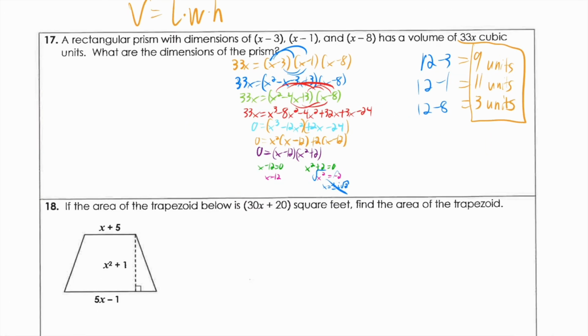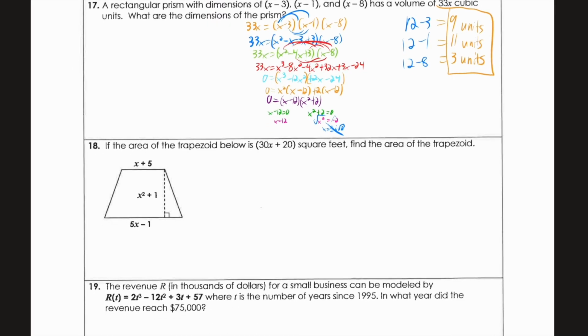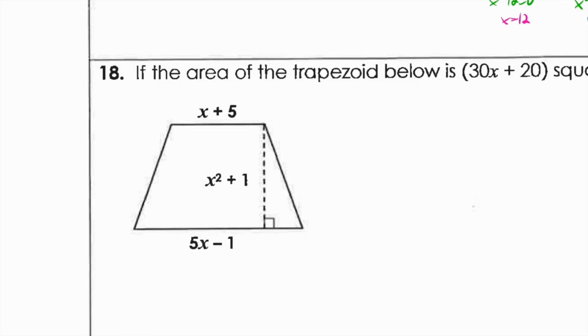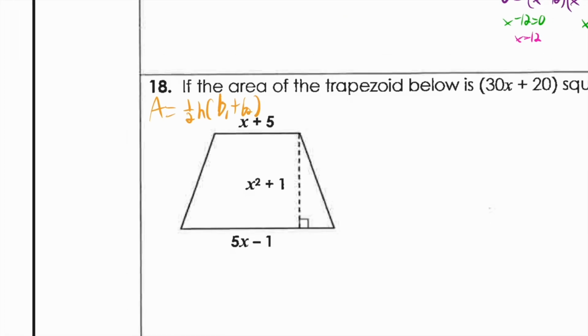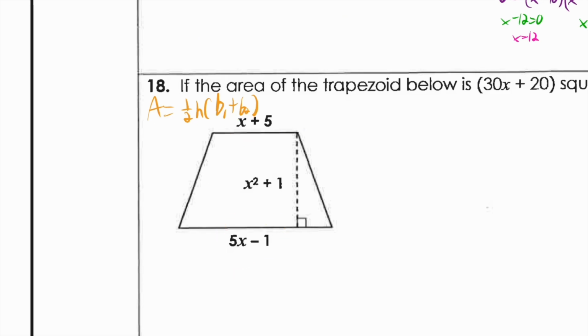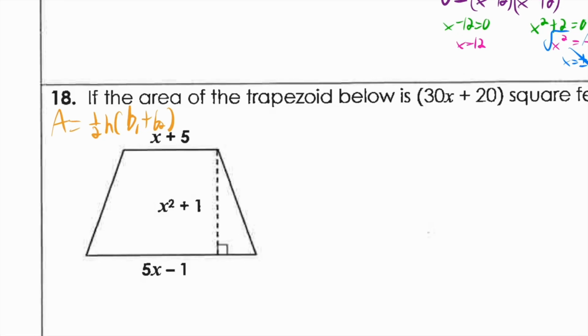Moving on to number 18 here. The area of a trapezoid is 30x plus 20 square feet. Find the area. So it's important to know the formula for this is area equals 1/2 times the height times base 1 plus base 2. So one of our bases is x plus 5, another base is 5x minus 1, and our height is x squared plus 1.